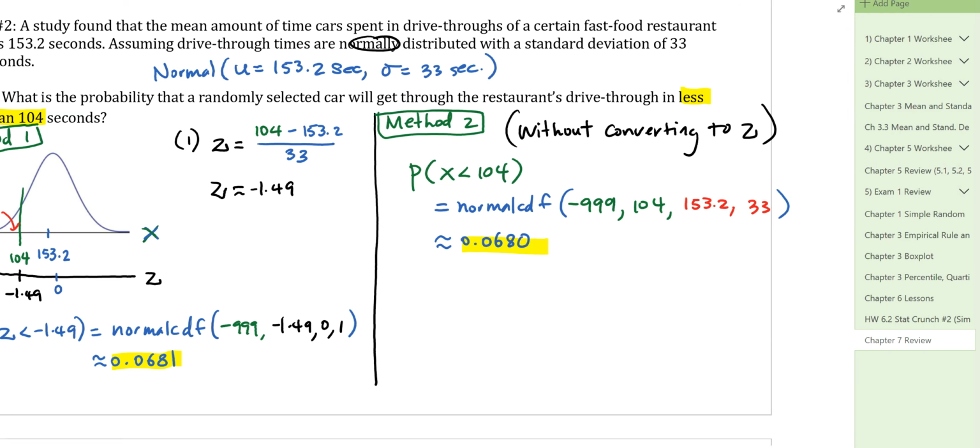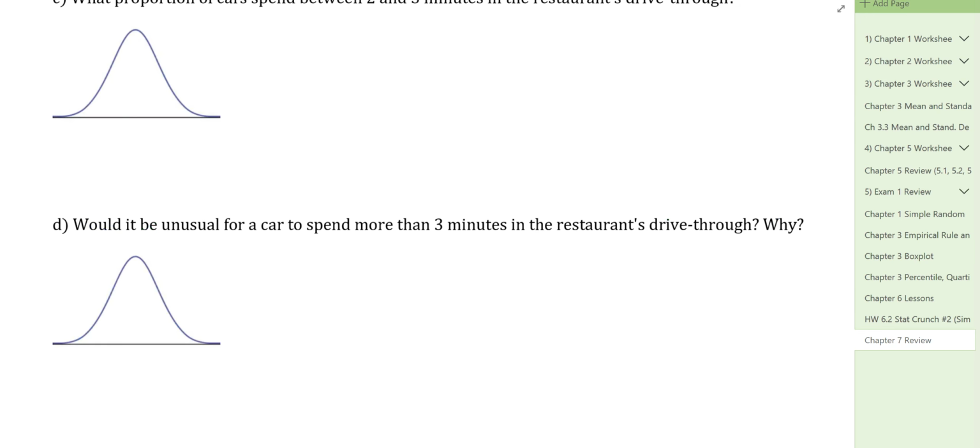So either method will give you an answer. But if you use this method, just write down what you input in your calculator so I know that you're not converting to the z. Or you do z and write down the exact function as well. Either way is good. But I'll say the first method, once you convert to z, allows you to use your normal table to find the probability without using a calculator. But if we use a calculator, I would say method 2 will be easier if we just do the calculator directly. I'm skipping B and C.